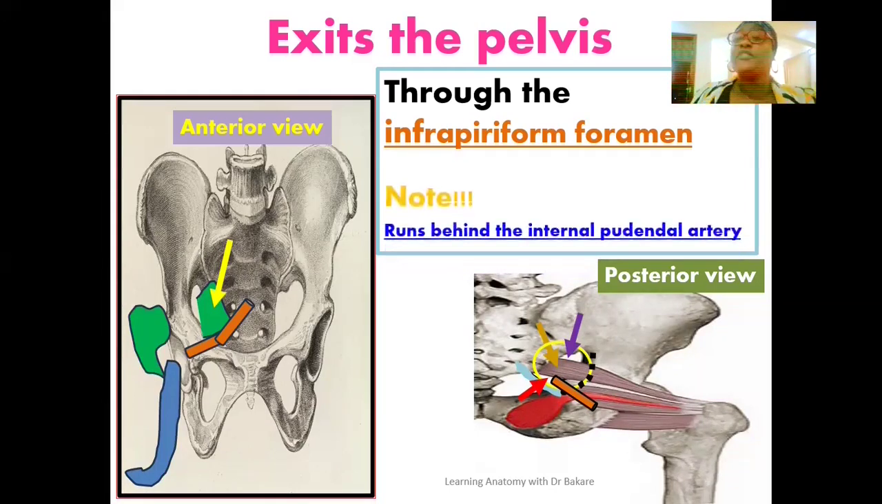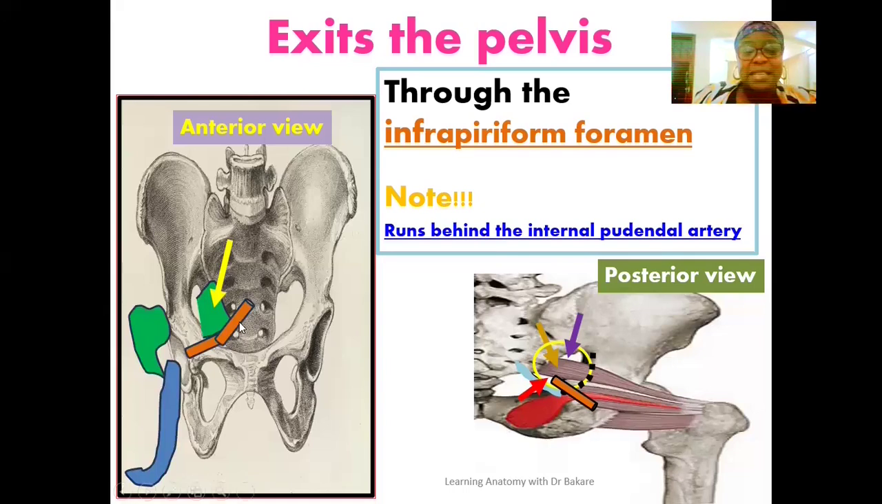It's also important for us to add that this vessel is related to the internal pudendal artery. The internal pudendal artery is the second terminal branch of the anterior trunk of the internal iliac artery. Remember, we highlighted this in our previous slide, that we have two terminal branches. We have the internal pudendal artery and we have the inferior gluteal artery. They also run in close relation to each other, as the internal pudendal artery is seen to also pass through the infrapiriform foramen.